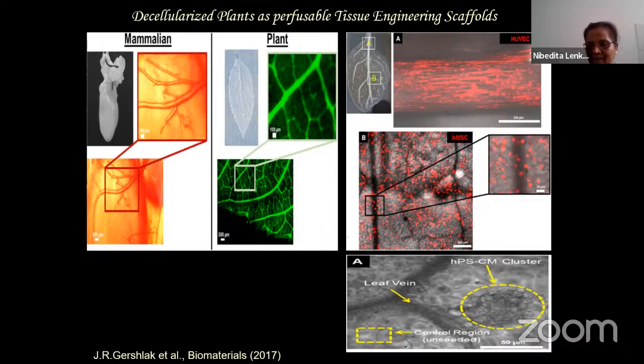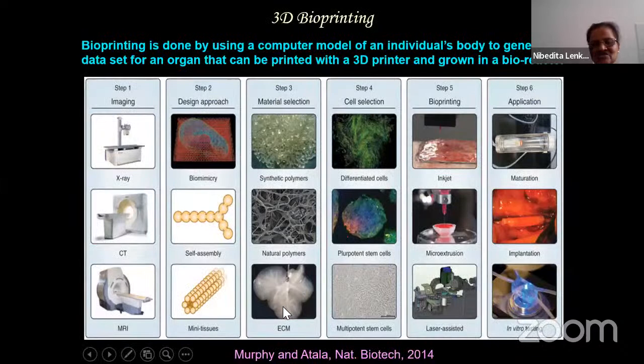So the 3D printing that I just talked about, those are the ways people have been developing. So now this is a newer technology of 3D printing. So this is 3D bioprinting, where first you have to imagine whichever organ you are interested in, either X-ray, CT scan, MRI. Then you have to design by computer designing. So you can design what way you want to actually print the organ.